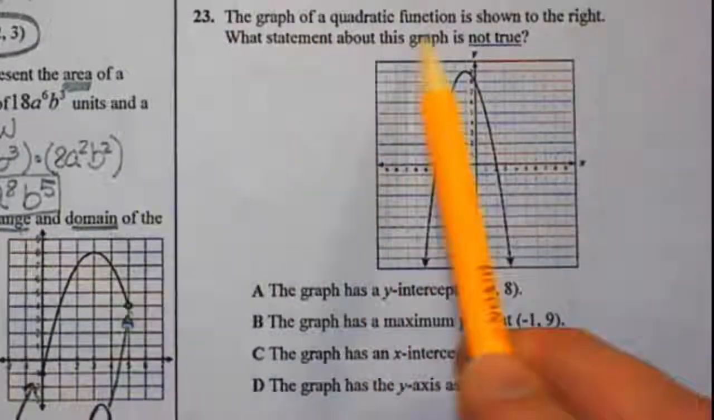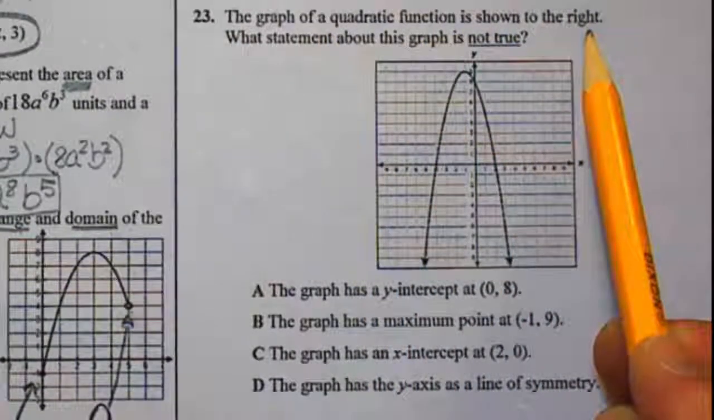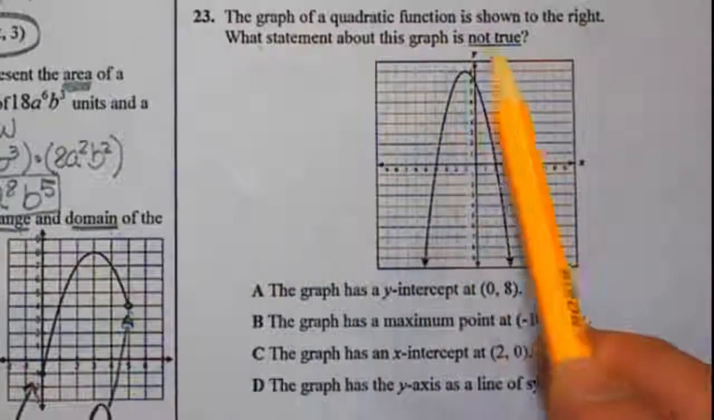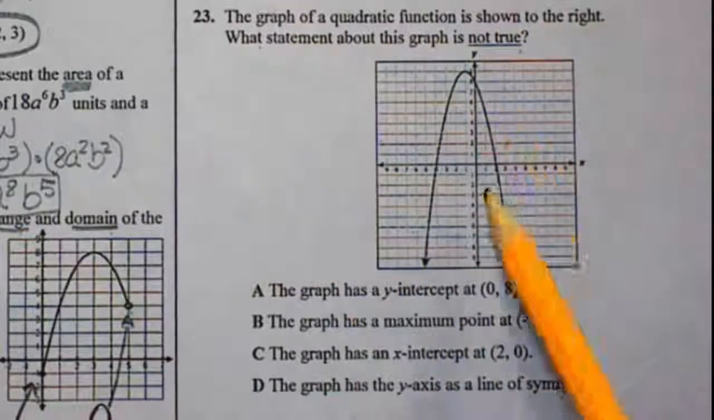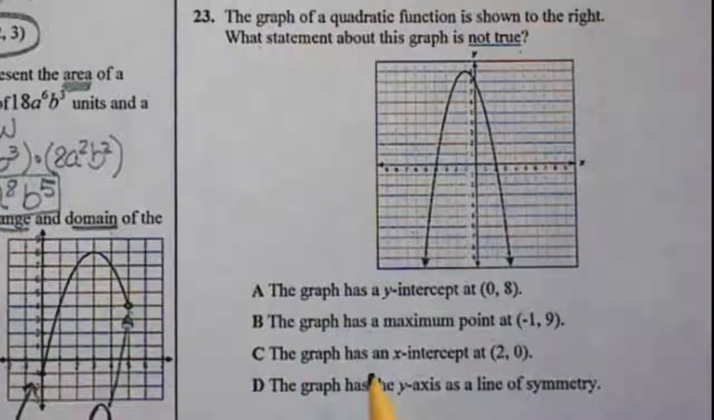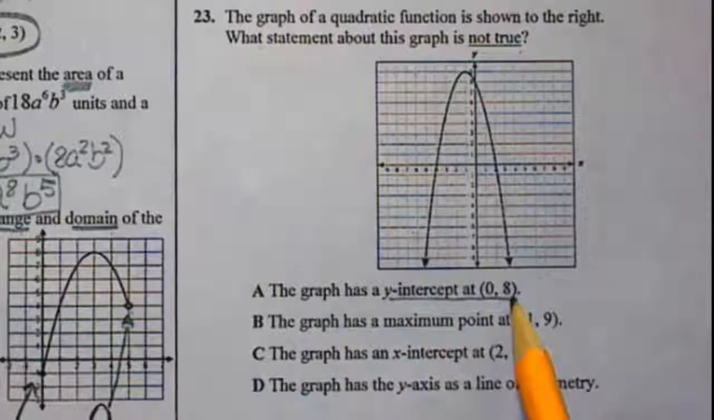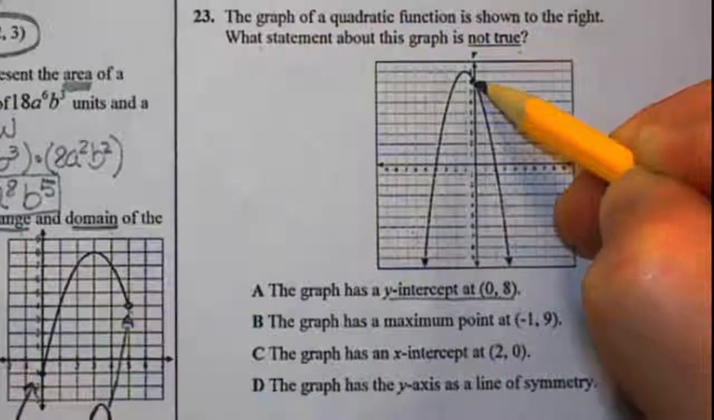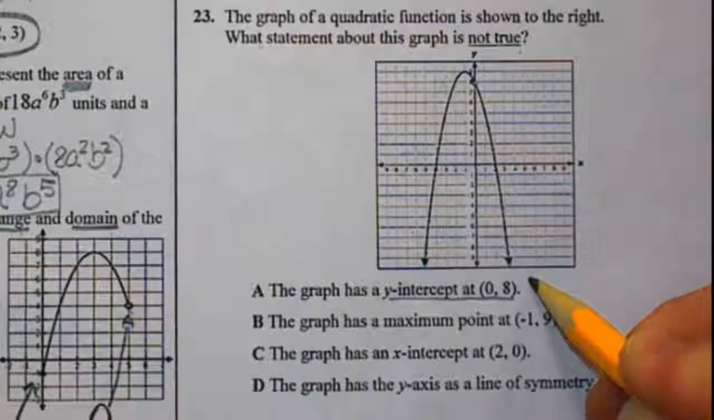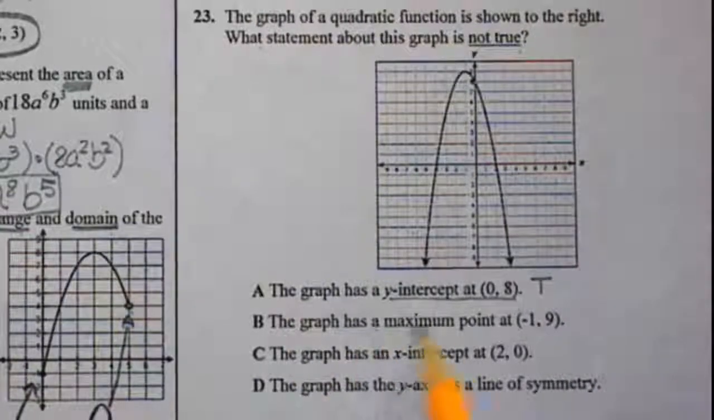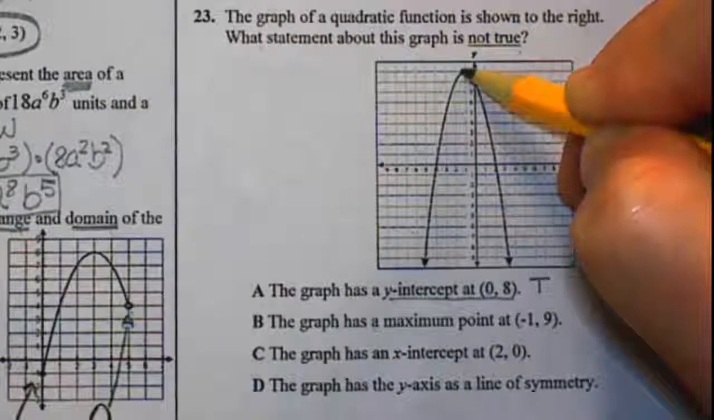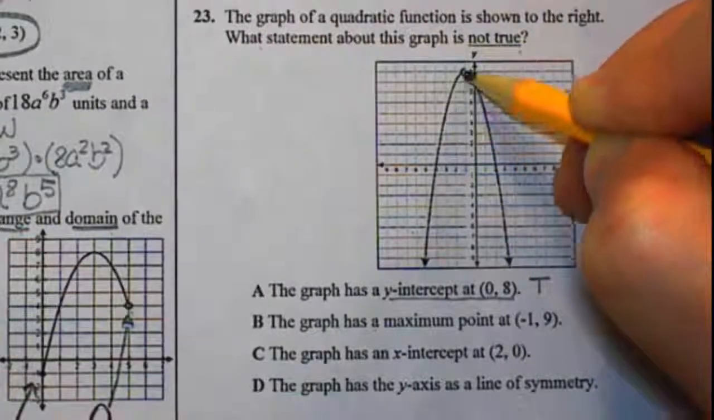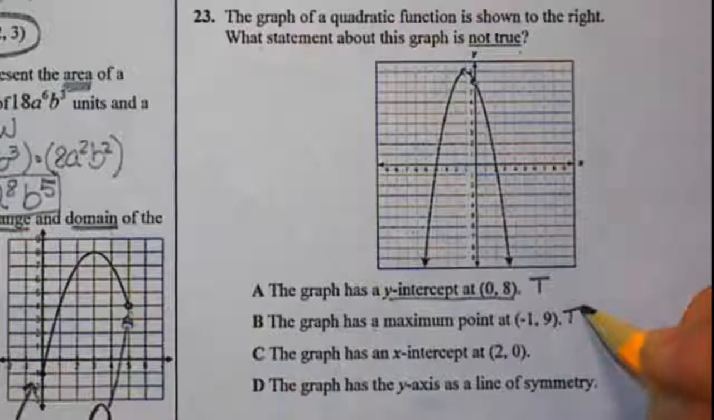Alright, the graph of a quadratic function is shown to the right. What statement about this graph is not true? So here I have a graph and I have some statements and I need to decide if each is true or false. The graph has a y-intercept of (0, 8). Well, the y-intercept is right there, and yes, that is (0, 8). So this is true. The graph has a maximum point of (-1, 9). My maximum point would be right there, and that would be (-1, 9). So this is true also.